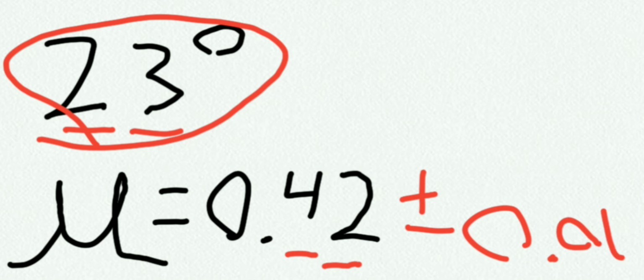In the future, things that we could do to correct this would be to use a more accurate protractor to measure our angle, or to use a more homogeneous piece of wood, as our piece of wood may have had different coefficients of friction at different points.